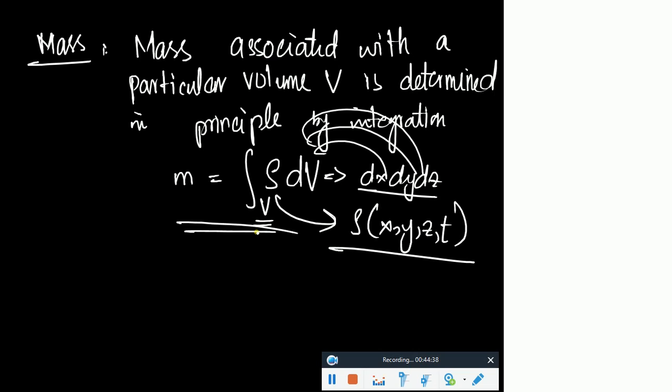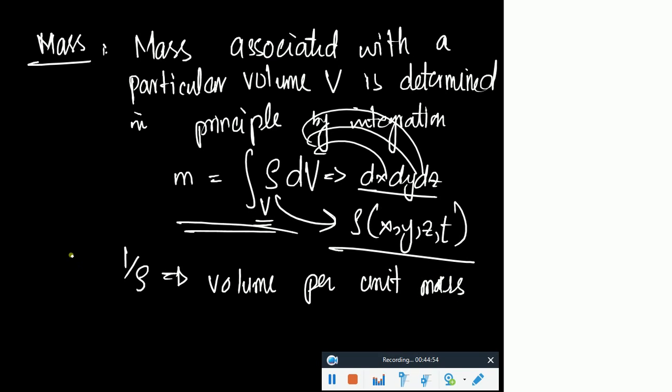Then the specific volume, I have already told you that it is the reciprocal of density. So what you can see is this is giving you volume per unit mass. I am talking about specific volume. So this is volume per unit mass because it's the reciprocal of density.